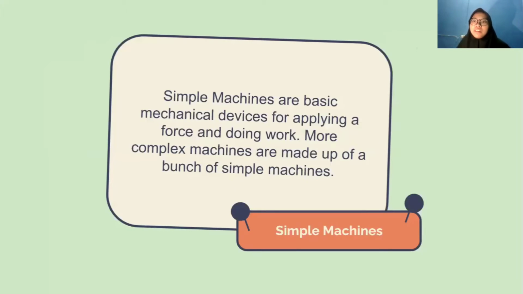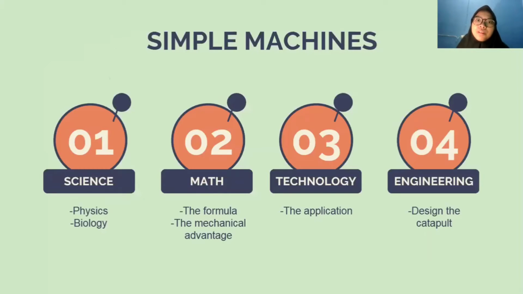So what is the definition of simple machines? Simple machines are basic mechanical devices for applying a force and doing work. More complex machines are made up of a bunch of simple machines. So simple machines can add force to help a human do their activities, because humans have limitations. And like I said before, more complex machines, like in the supercars, are made up of a bunch of simple machines.